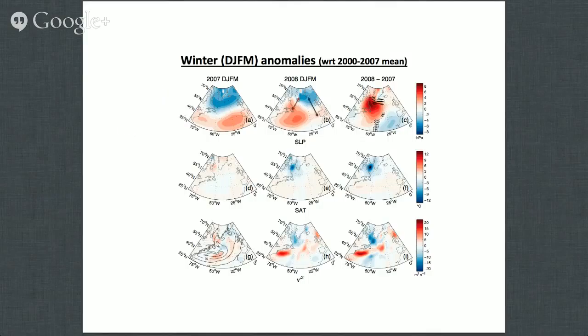So these arrows here show how people measure the NAO. The black arrow shows the traditional measure of the NAO. When you measure the pressure difference between Iceland and the Azores, which is the traditional definition of the NAO, you don't see much of a pressure difference in the 2008 winter. But in fact, the pressure gradient over the Labrador Sea is very strong because the pressure center is shifted to the west.